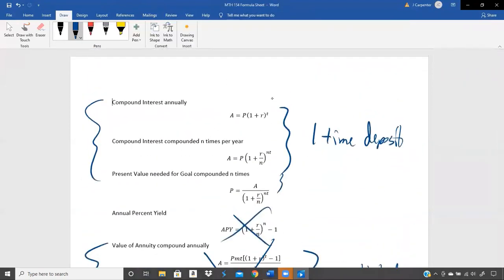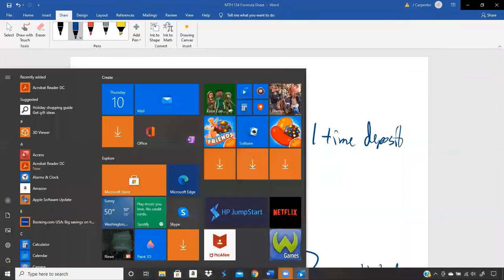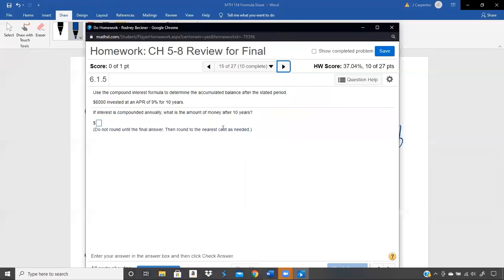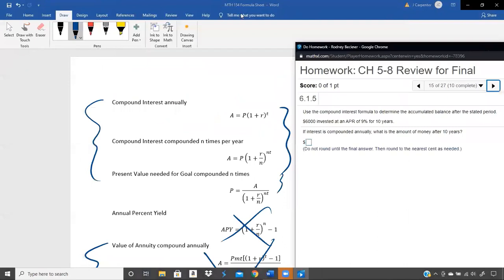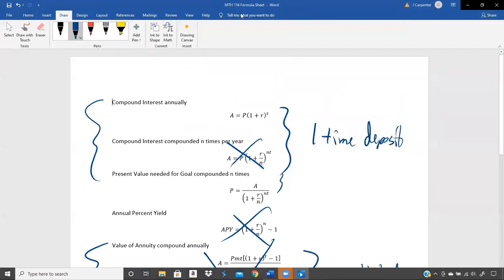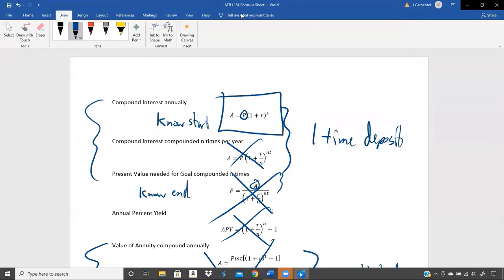We're narrowing down. Are we compounding annually or are we compounding n times? Well, we're compounding annually. So that means we definitely don't need to use the second one, but it could still be the third one. You might say, oh, we're compounding annually, so don't use that one. Well, it's a matter of what do we know? The first one is when we know the start, because that's the P, and the third one is for when we know the end, which is the A. We don't know the ending amount, we know the starting amount. So that means this is our formula.